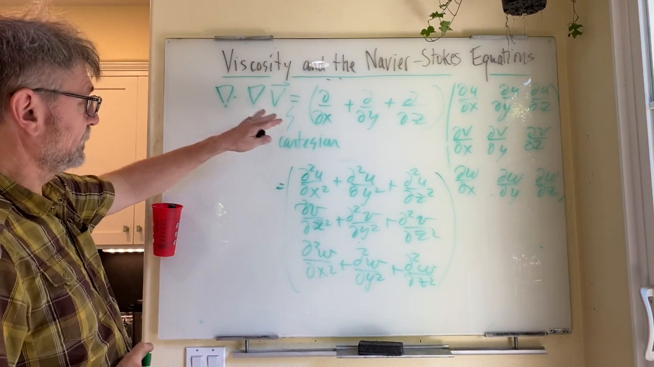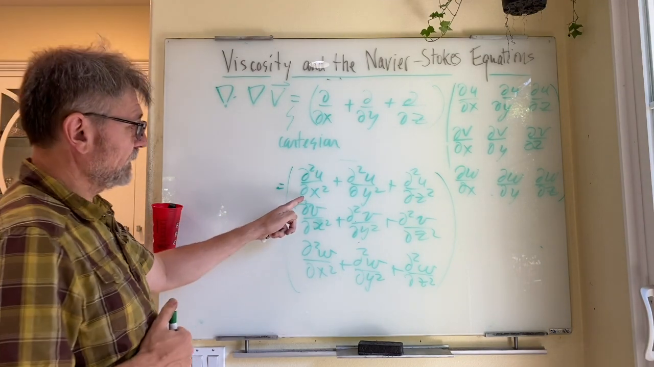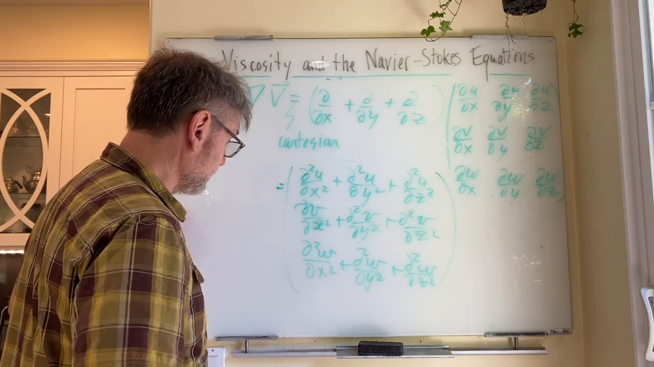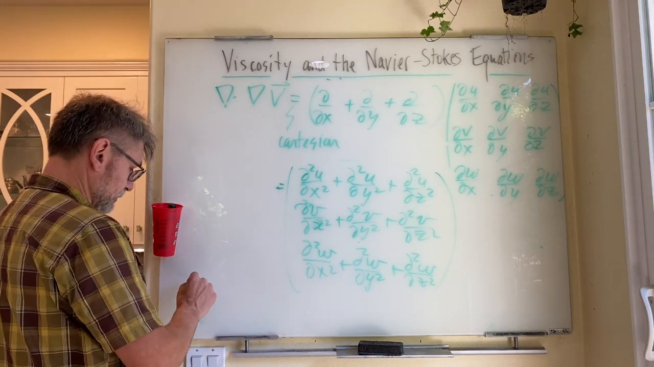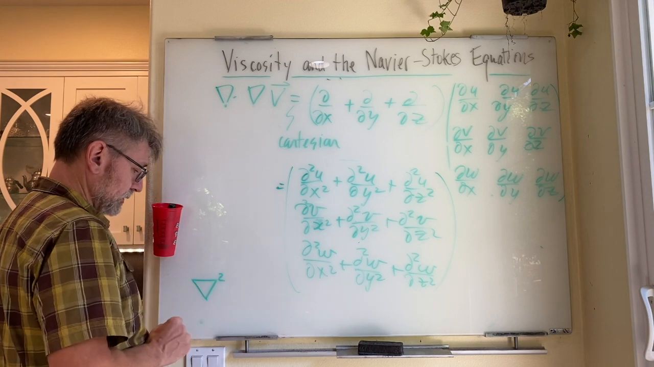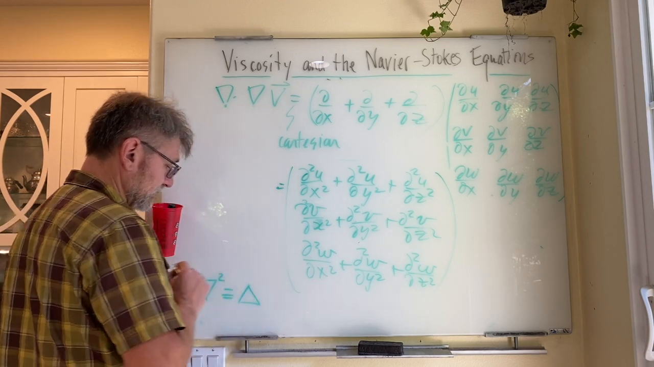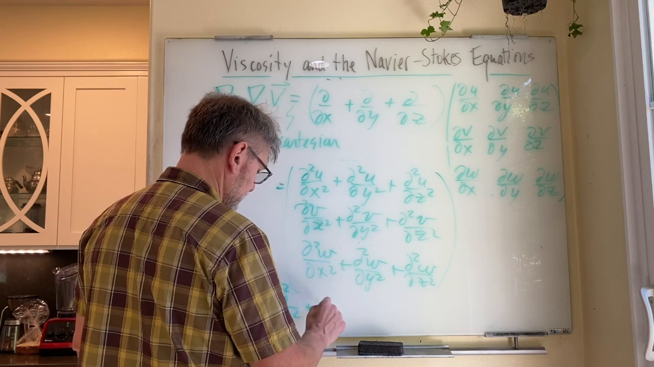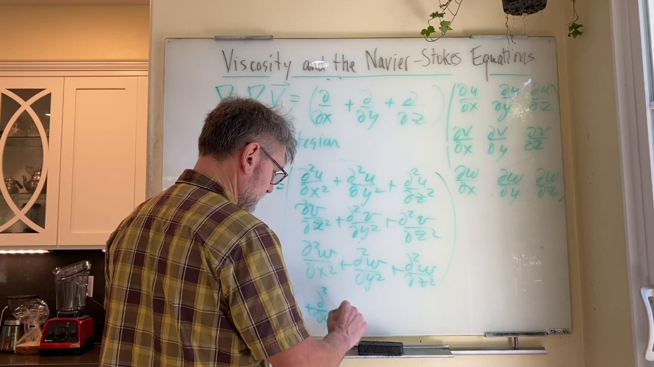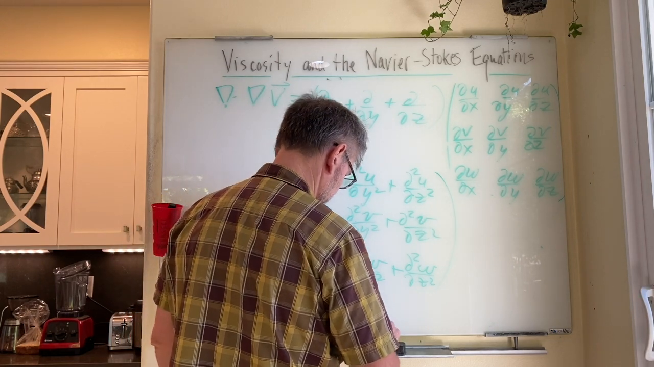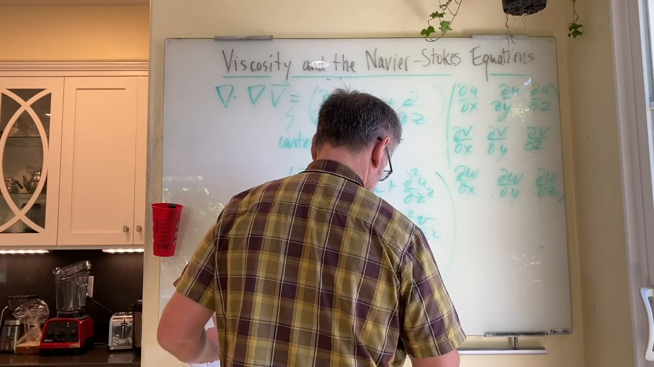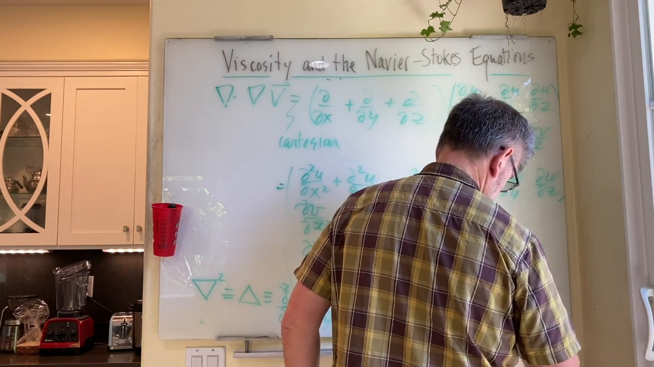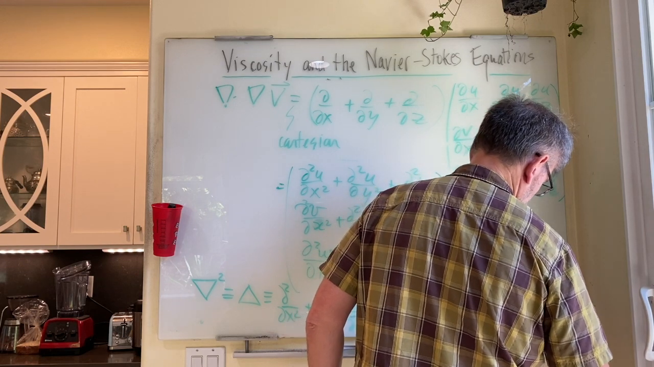All right, so this is what the divergence of the gradient is. And this expression here, this sum of second derivatives, has a name: we call this operator the Laplacian. We usually express it as del squared, or sometimes the upside down triangle, and in Cartesian it's d2 dx squared plus d2 dy squared plus d2 dz squared. So this is called the Laplacian operator.